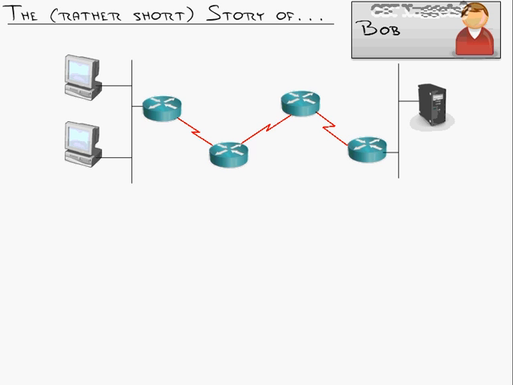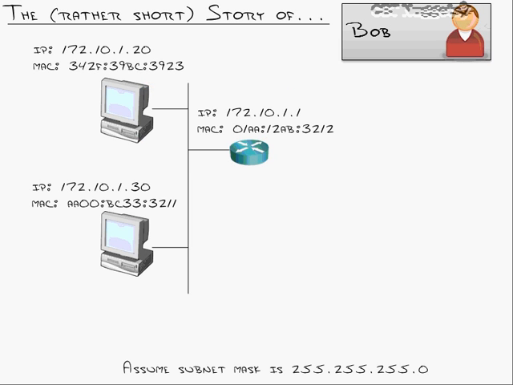Let's start off with the rather short story of Bob. Bob is our local boy packet, meaning that he is a packet that originates on a network segment and stays on that network segment. He represents local communication, maybe moving from this computer right here down to this computer right here without ever leaving the local network. Now what I'd like to do is zoom in on this part of the network so we can watch the story of Bob unfold. There we go.